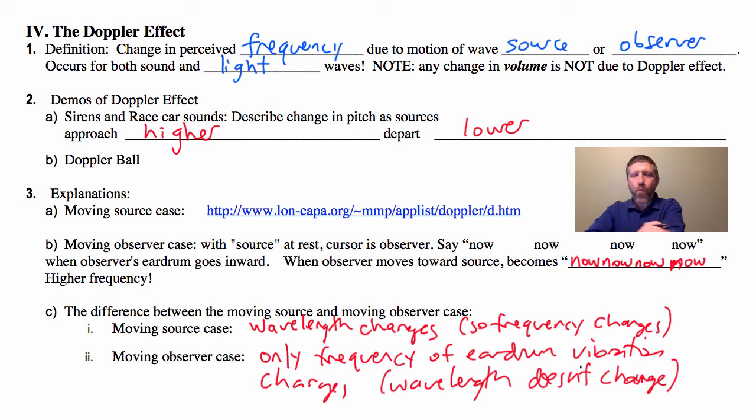So if you measured that wavelength for the moving observer case, it would still be the same distance between those wave fronts, between the compressions. It's just that we're moving into them, heading towards them, or heading away from them, as the case may be, such that our eardrums go in at a lower or higher frequency. It'll go in at a higher frequency if we're moving towards the wave fronts. It'll go in at a lower frequency if we're moving away from the wave fronts. Although in the moving observer case, the wavelength really doesn't change.